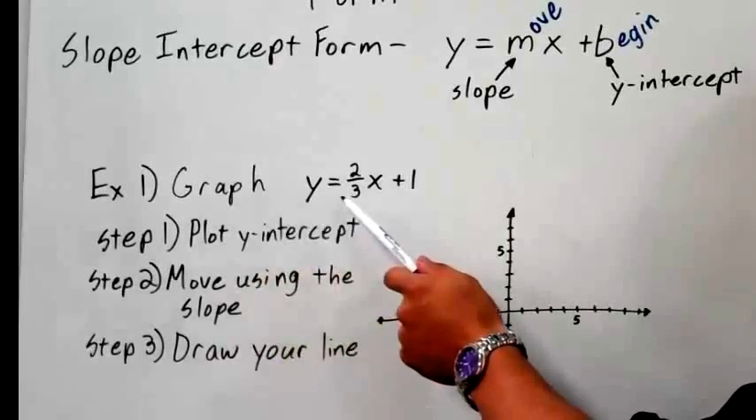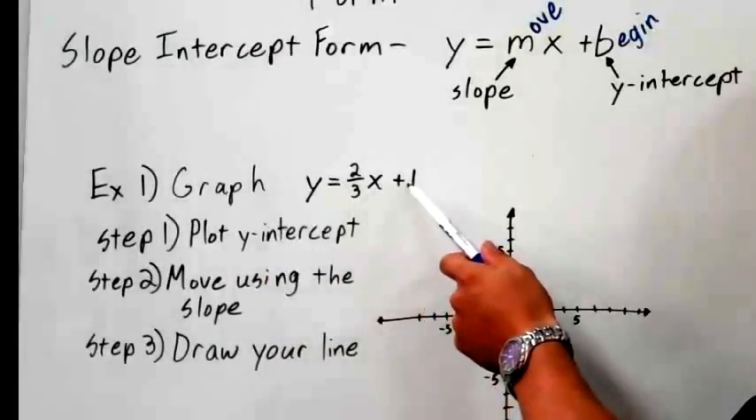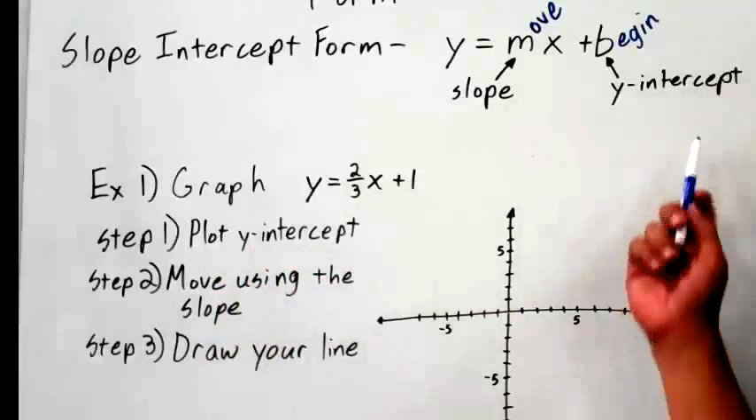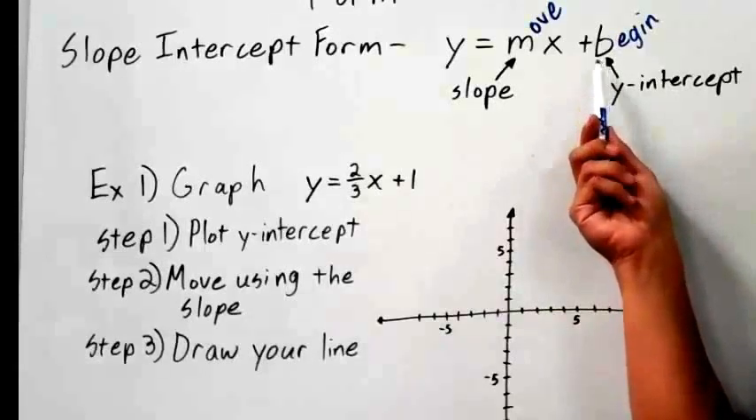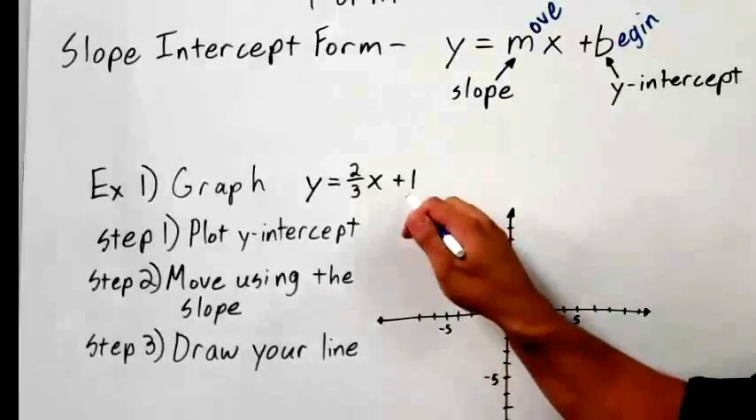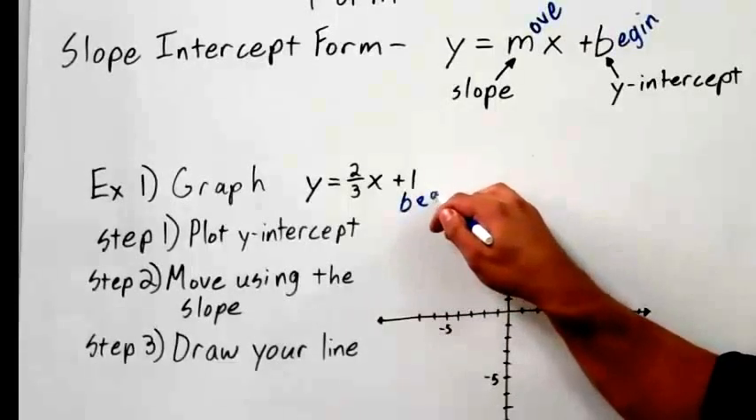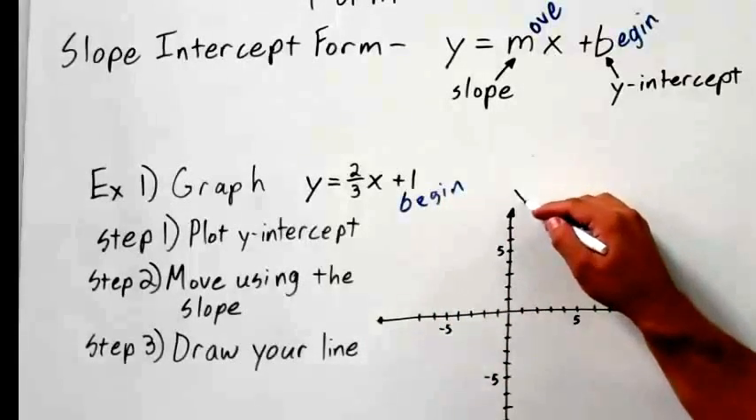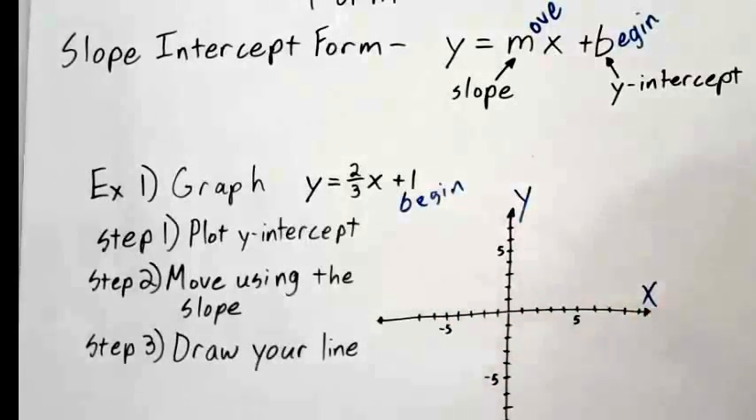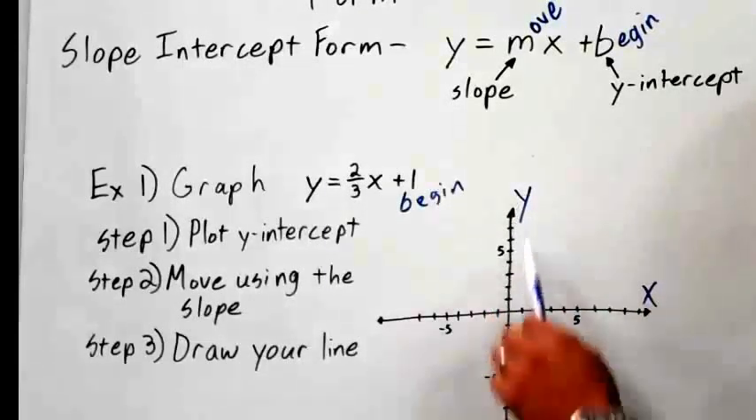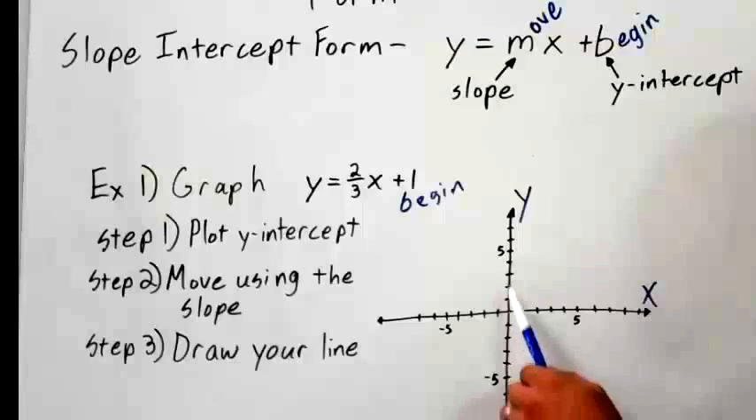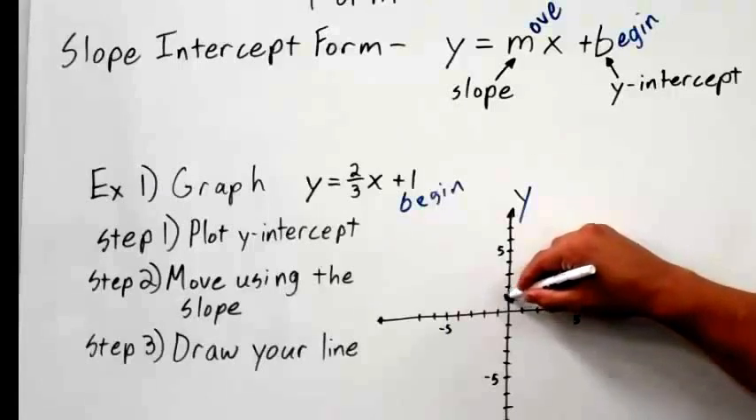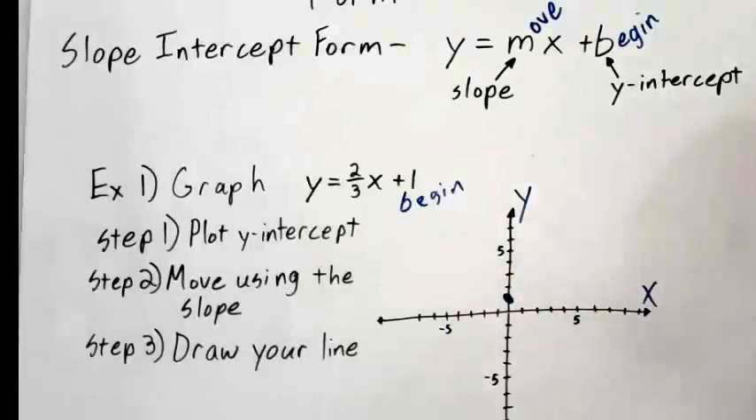Example number 1 says graph the equation y equals 2 over 3x plus 1. Step 1 says plot your y-intercept. So my first step is I'm going to look at that number, and that number is 1 in this case. This is our b, it's where we begin. So this is our y-intercept, and remember on a graph we have a y-axis and an x-axis. It seems kind of weird, but we always start with our y. So it's positive 1 in this case. I'm going to find positive 1 on my y-axis, and that's my first point. That's where I begin.